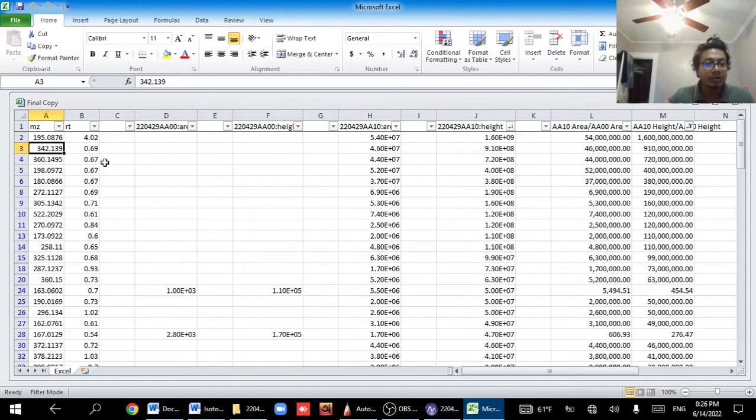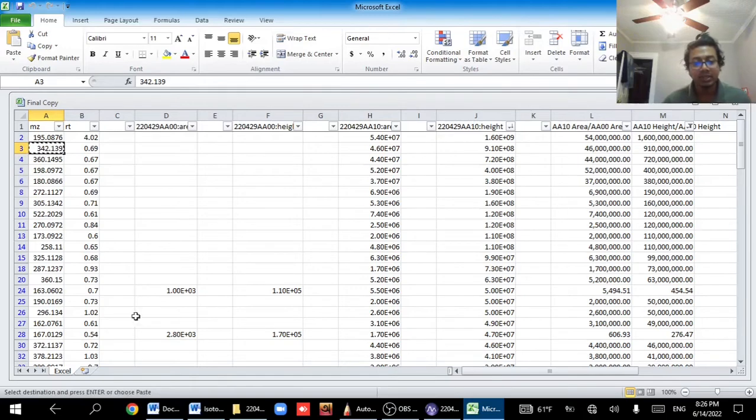342.139, and remember that this is the retention time of that m/z value, 0.69 is the retention time. So remember that value, I need to copy it.